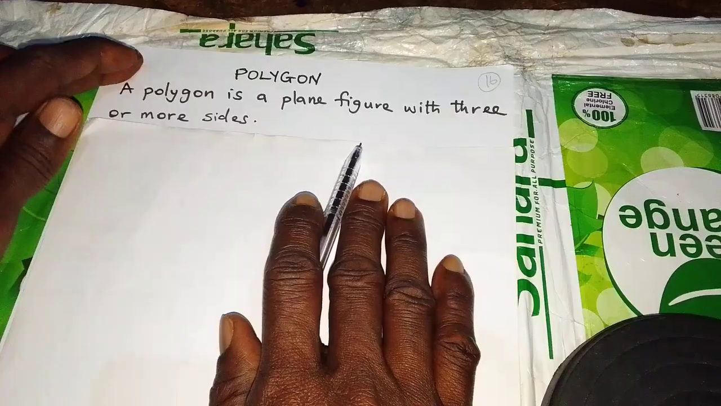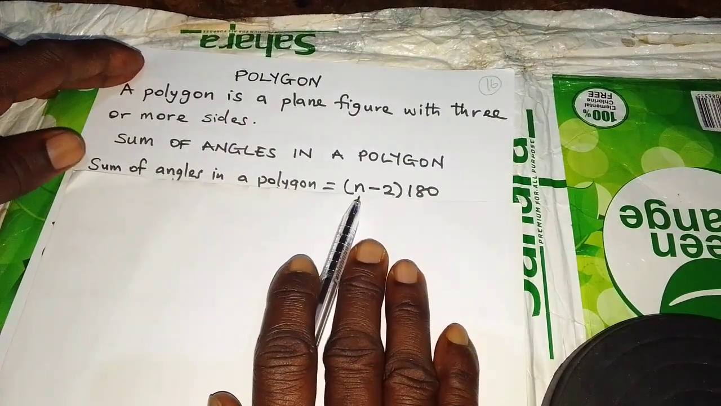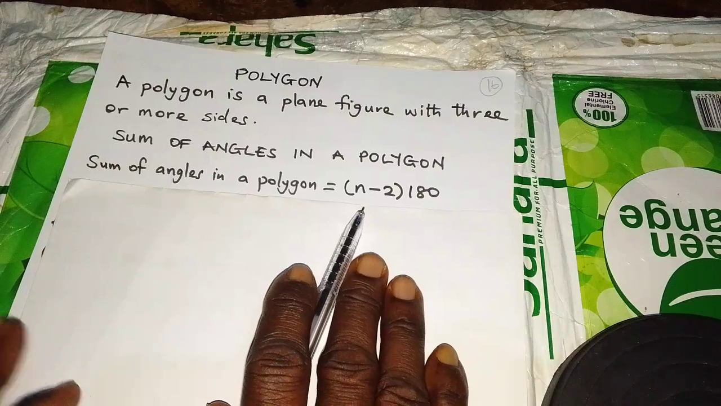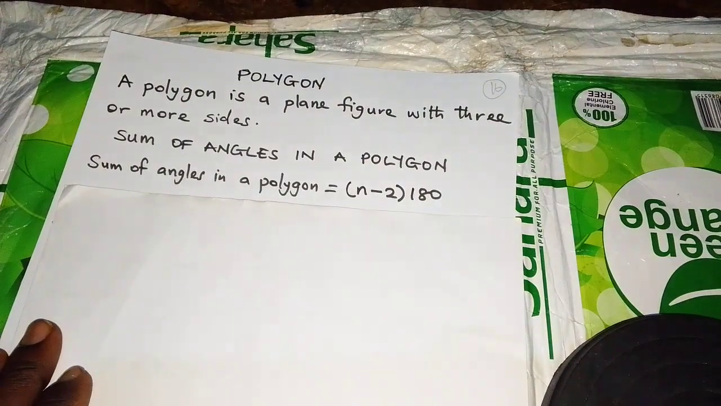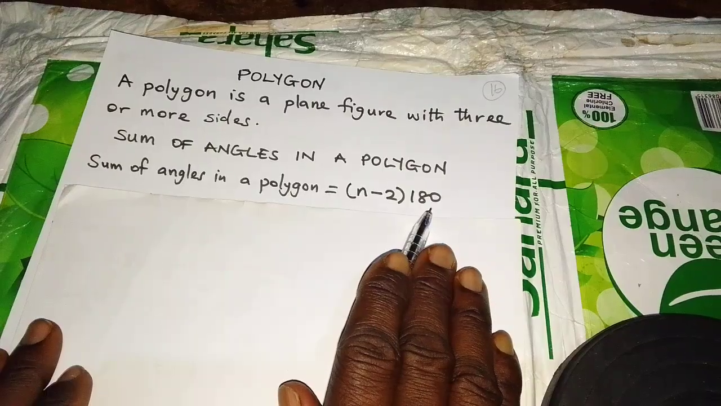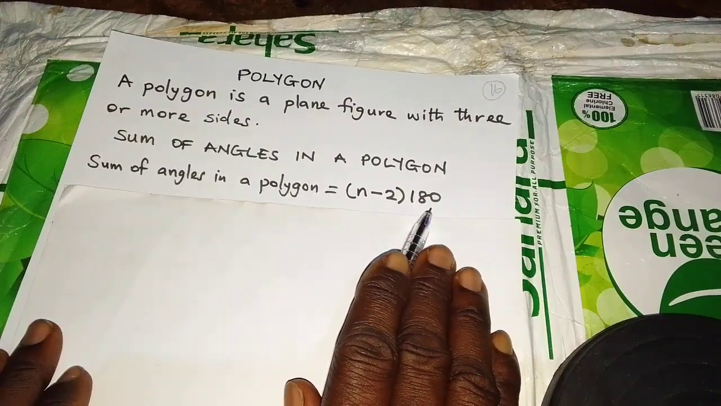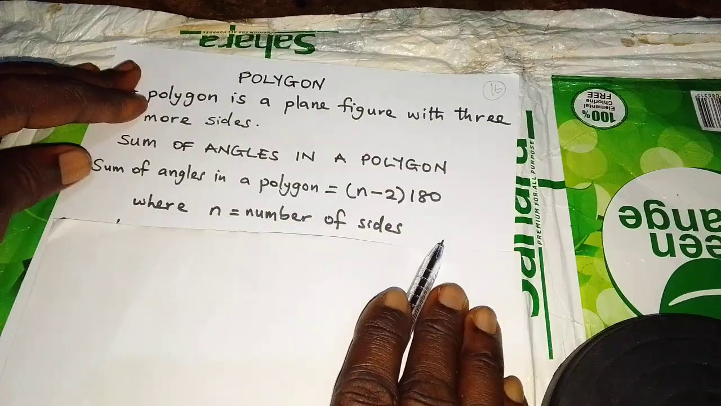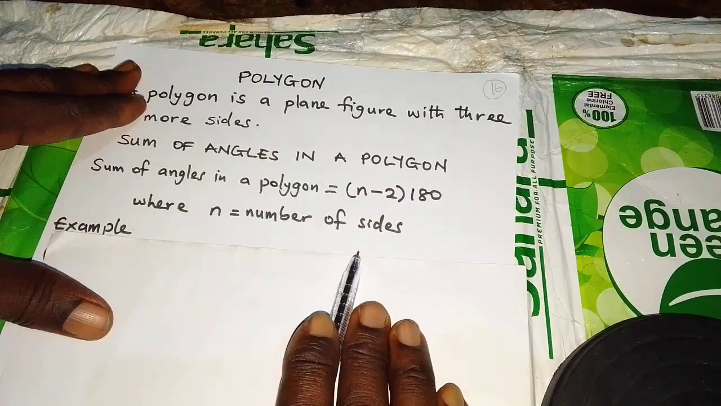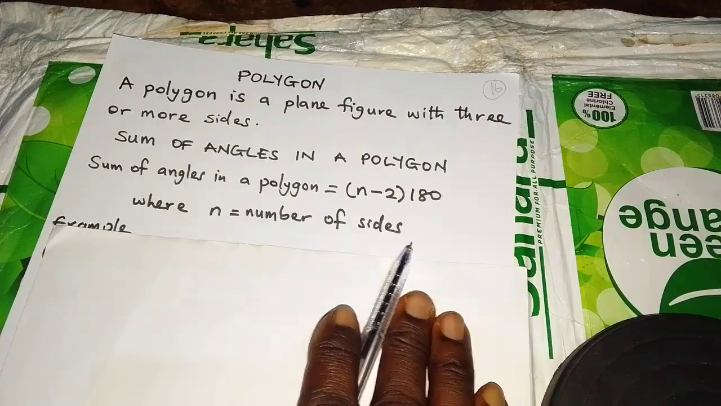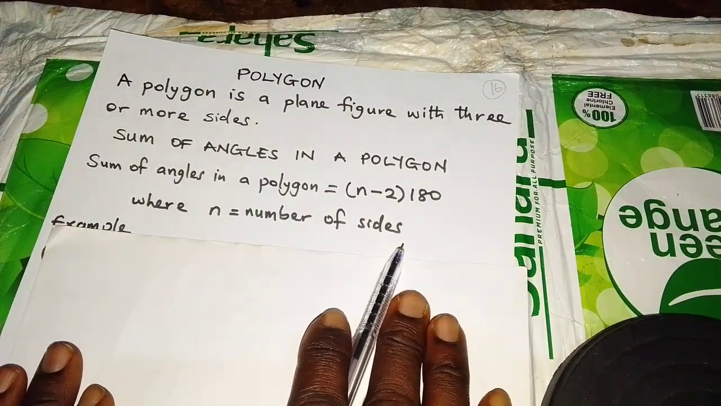There is a general formula for finding the sum of angles in a polygon. The general formula is (n minus 2) times 180, where n represents the number of sides of the polygon.